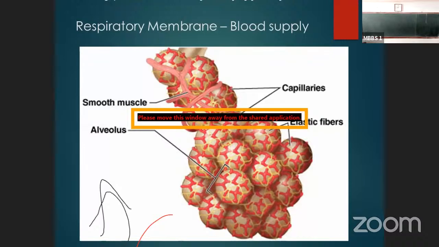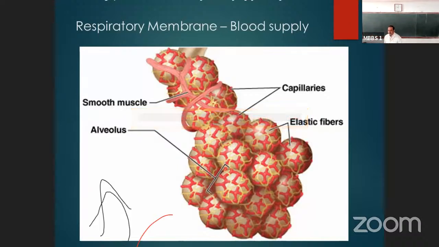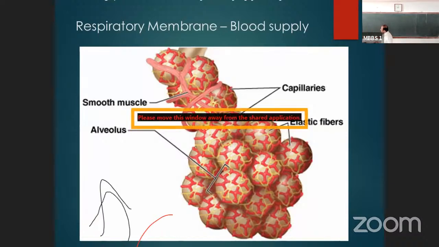Is it clear? So, 85% of the surface area is covered by these veins. So, such a large vascular structure is there around the alveolus. And the smooth muscles are there here. They perform the function of alveolar contraction and dilation, increasing and decreasing the size of the alveolus. Next, the elastic fibers are there that again support the alveolus.